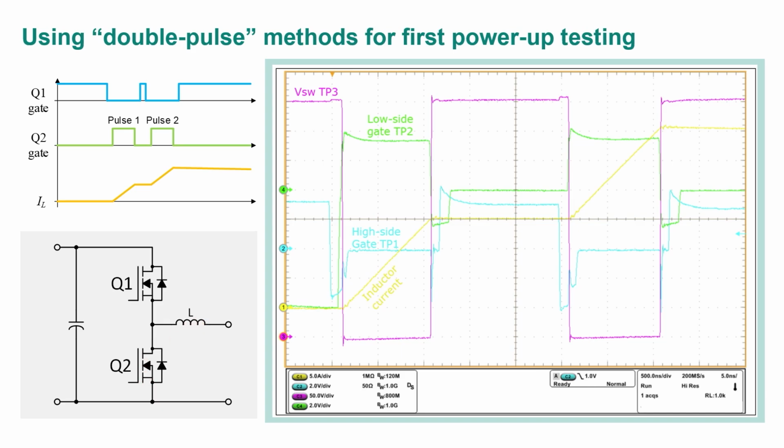The double pulse, the most common is the low side, which means that this Q2 is going to be my switching transistor, and Q1 is really just operated as a diode, so I can leave it strapped off. Then I connect the inductive load to the positive rail. So the idea is when I turn on Q2, I establish current flowing this way.